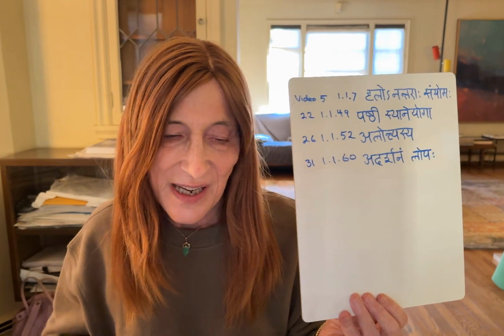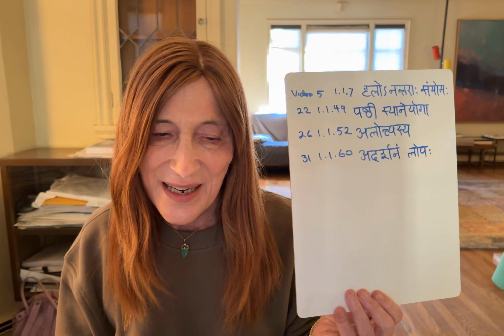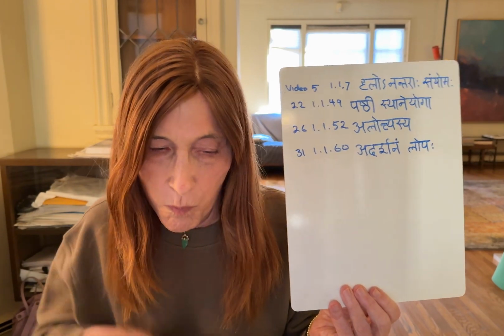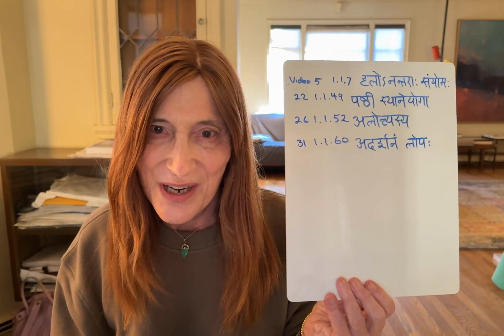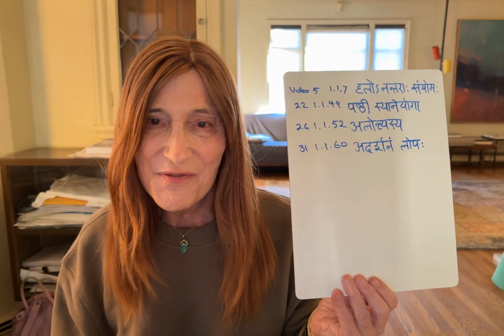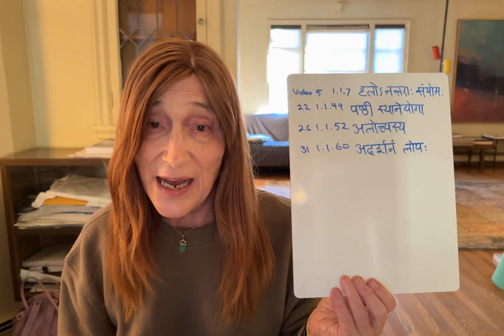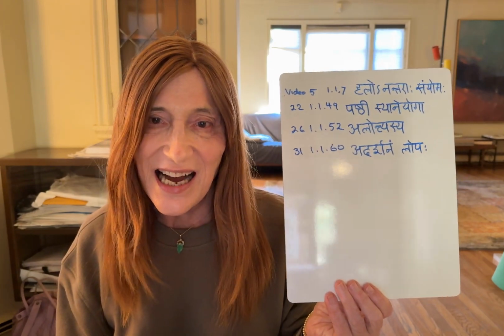Okay, first, halonantaraha samyogaha. What is samyoga? Halonantaraha samyogaha, that is Sutra 117, and the video number for us is 5. Once again, I advocate reviewing the sutras with the notes and possibly the videos, because they have some anticipation of what's happening now. The next thing is our old friend shashti sthane yoga.